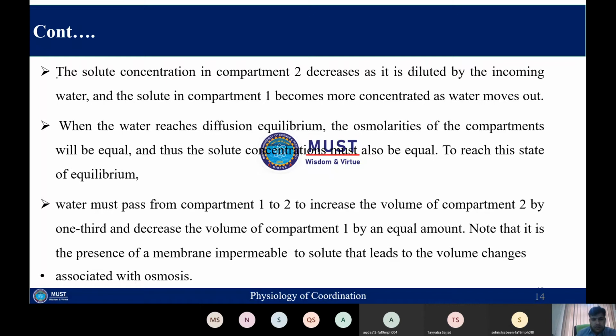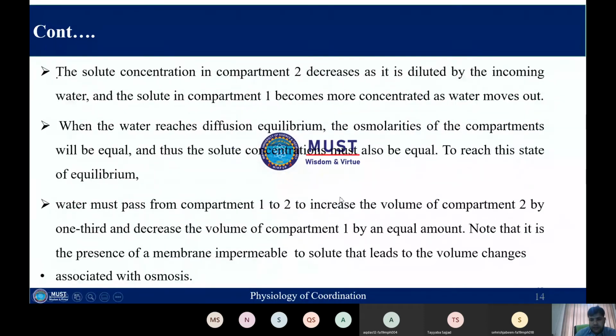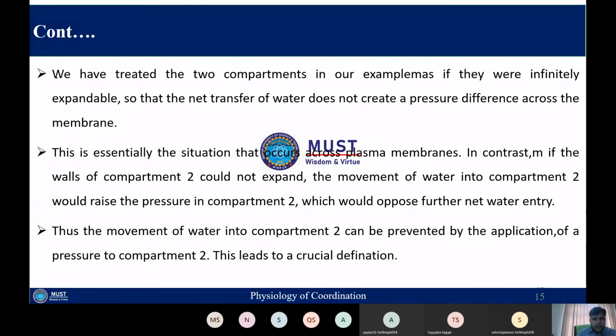So water will pass from compartment 1 to compartment 2, and compartment 2 will have the higher volume. There will be an increase in the volume of compartment 2 as compared to compartment 1, and a decrease in the volume of compartment 1. So it means that these two compartments were expandable, meaning the net transfer of water does not have any impact on the structure of the cell. That was an elastic cell, and the movement of water molecules had no adverse effect on the elasticity or the integrity of the structure.